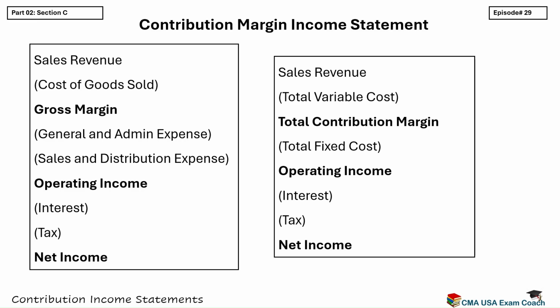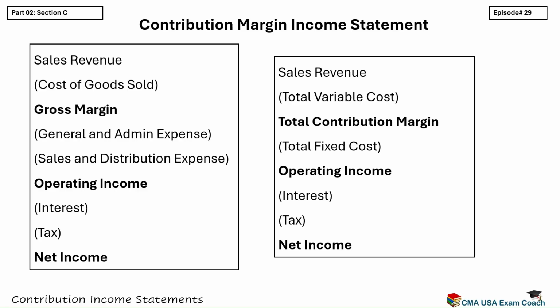The contribution margin shows how much revenue is available to cover fixed costs and contribute to profit. Then, from the contribution margin, we subtract fixed costs to find the operating income. Finally, we deduct interest and taxes to get the net income.